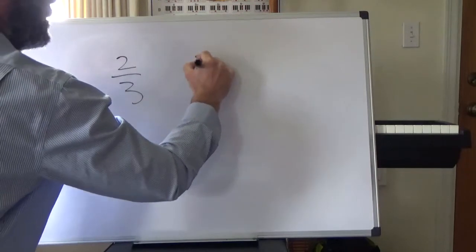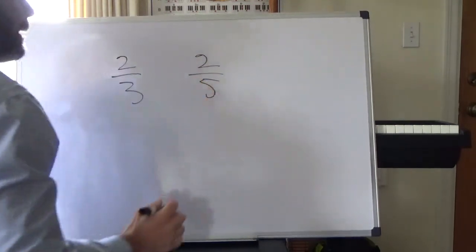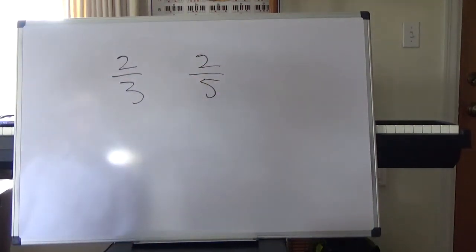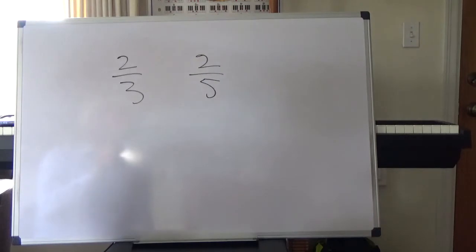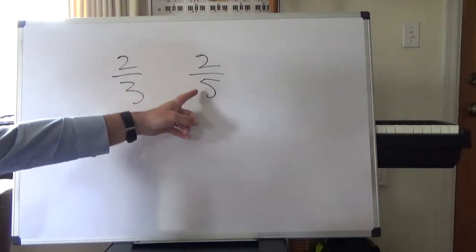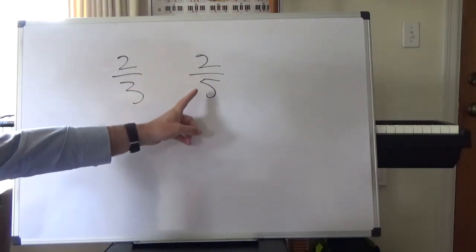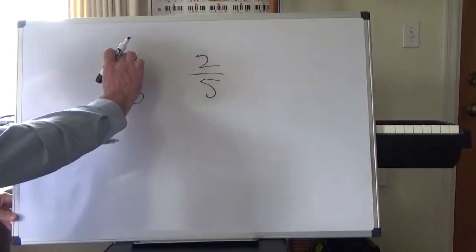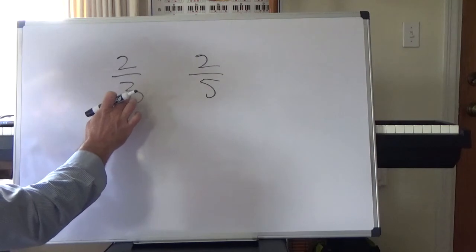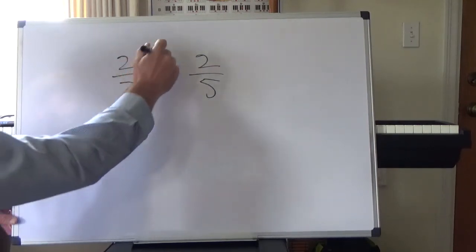Two-thirds and 2/5. So I think about 1/2. Well, I know 2/4 is 1/2, so if I have 2/5, this fraction has to be less than a half, and this fraction is greater than a half. So we still have the same numerator. The smaller denominator with the same numerator is the bigger fraction.